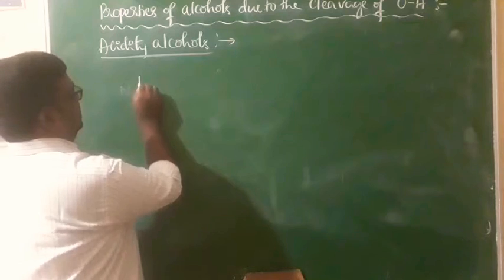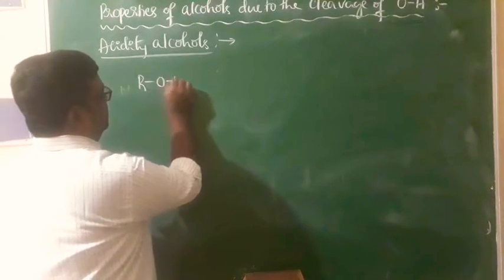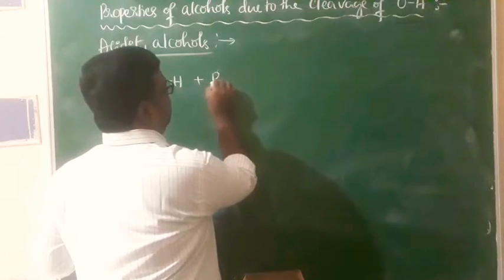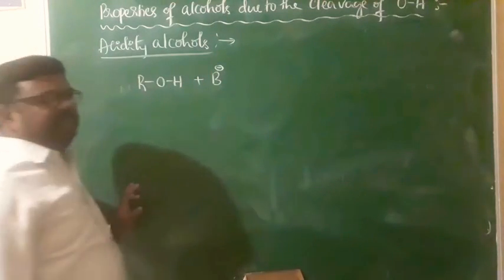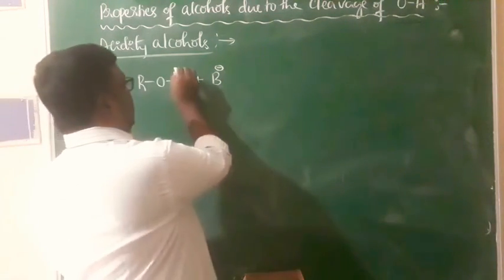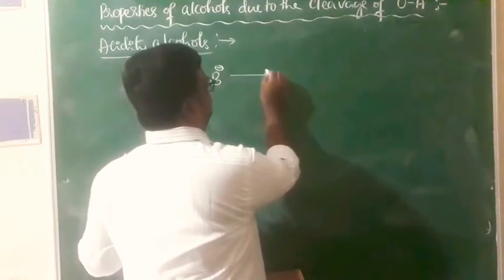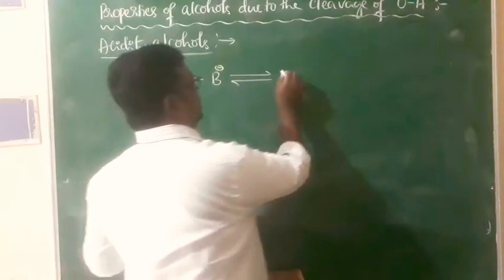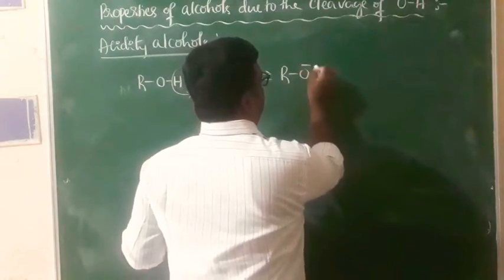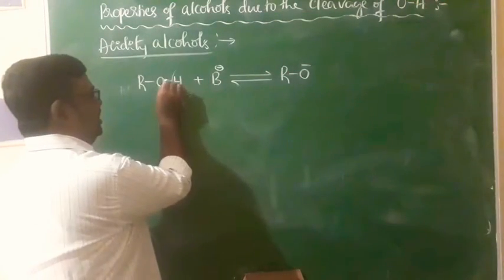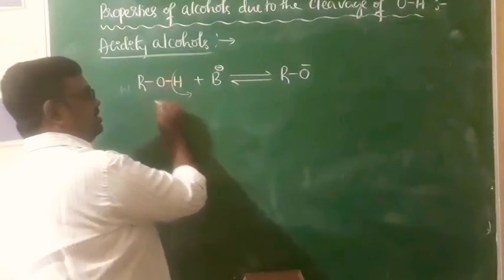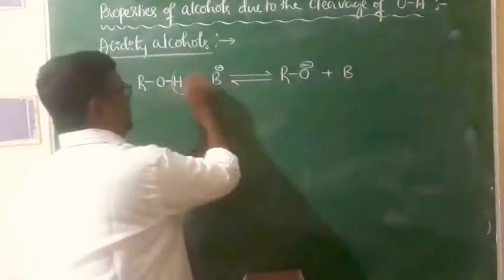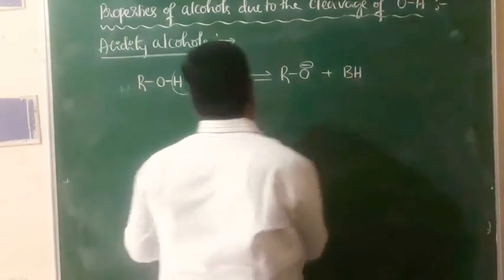For example, look at this. ROH, this is alcohol, right? When it comes in contact with a base like B minus, it gives H plus to B minus and thereby acts like a Bronsted acid. After giving H plus, it gets converted to RO minus. After H plus leaves, the electron pairs will remain on the oxygen and it becomes RO minus, and of course B minus takes off H plus and gets converted to BH.